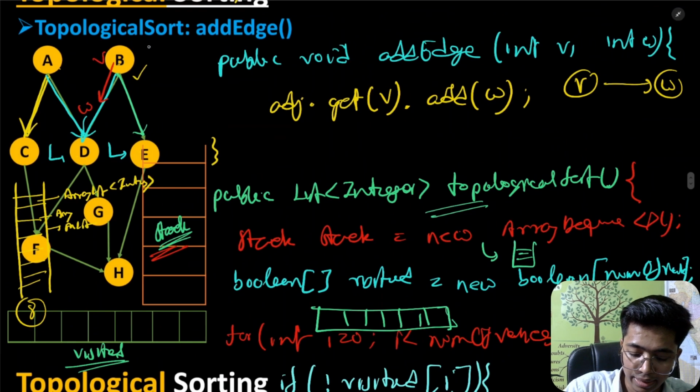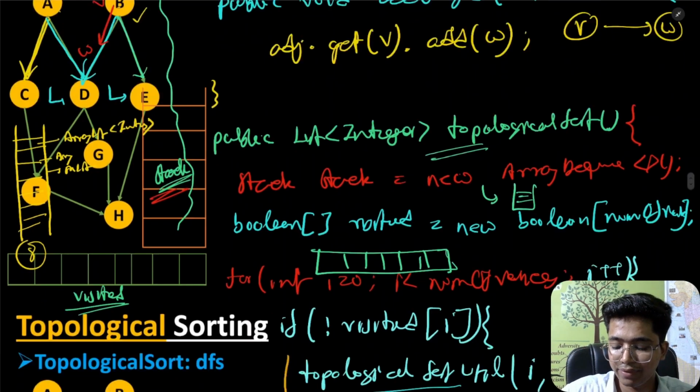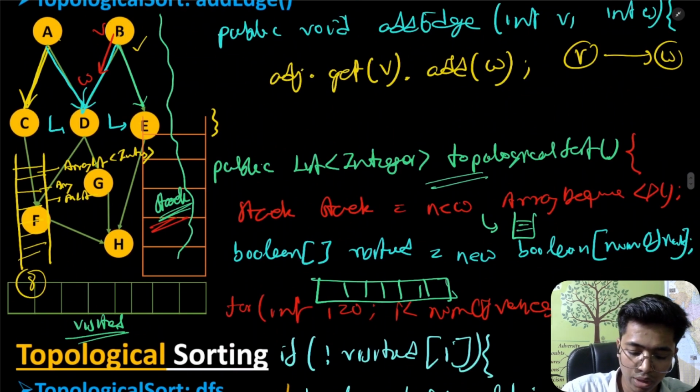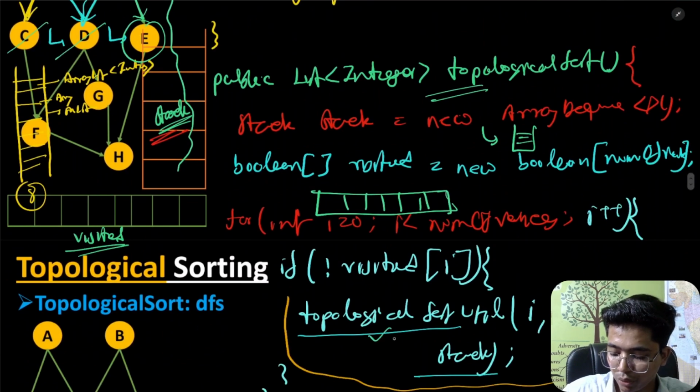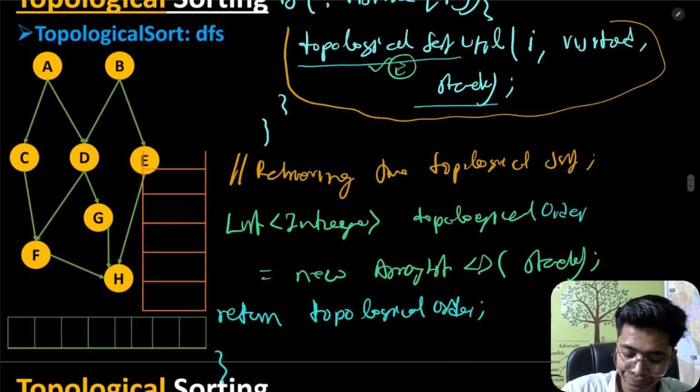all those vertices that are present here are visited or not. If they're not visited, suppose A is visited, C is visited, D is visited, but E is not visited, then we apply the topological sort util function on E. So we then come to E.